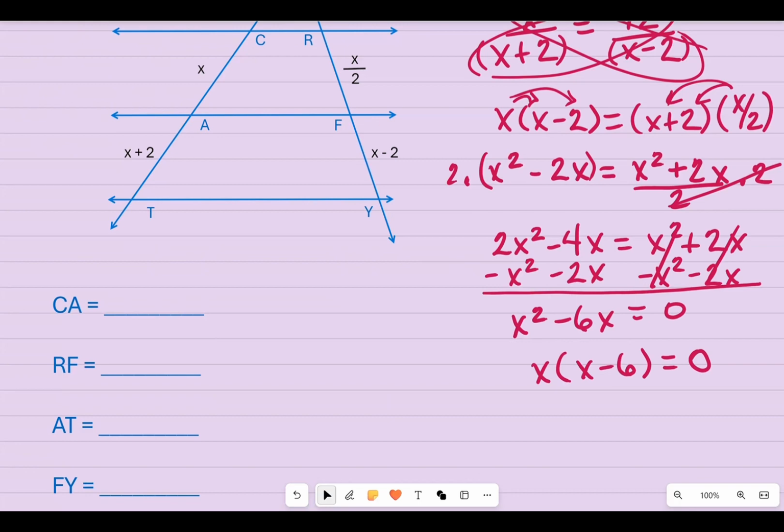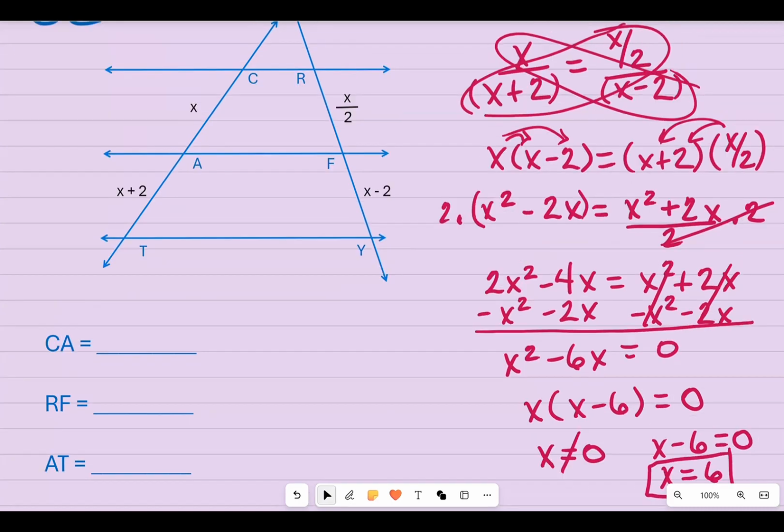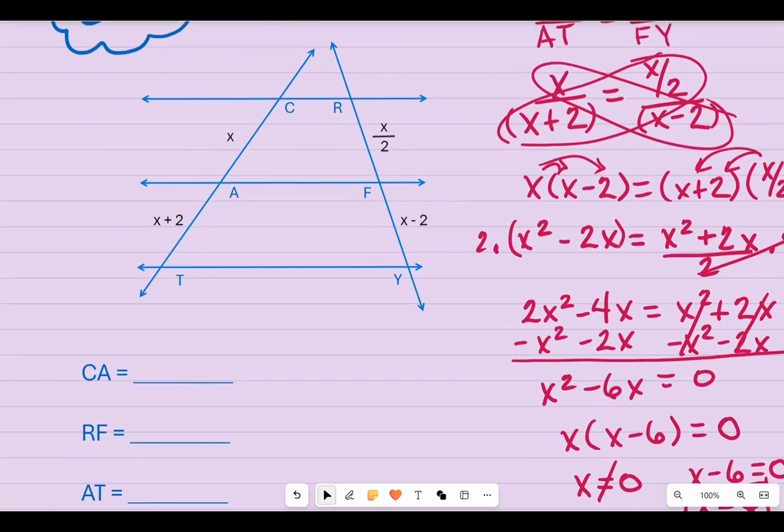I set each one of my factors equal to 0 because of the zero product property. And then x minus 6 equal to 0. What would make that true if I were to put something in the place of x? X would have to be 6. So we know that the side length can't be 0, so that's not even an option. We're just going to go with 6, which happens to be the length for CA. This one right here is simply x.